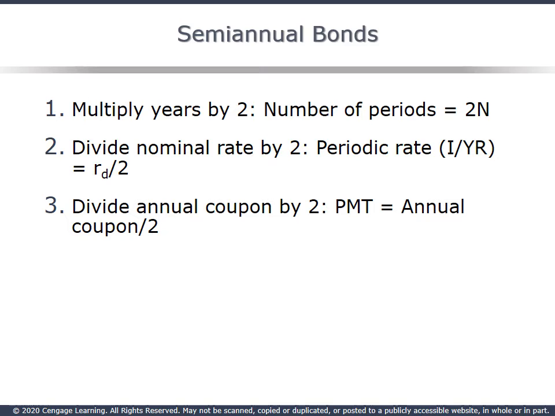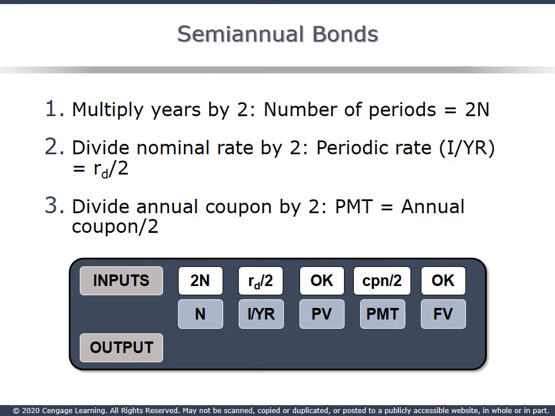When it comes to the yield to maturity that we use to discount the bond's benefits, we're going to input our 6-month rate into our calculators. So we're going to take R sub D, divide that by 2. That will be our I divided by YR input. And our annual coupons will now be divided by 2. Those will be our payments.